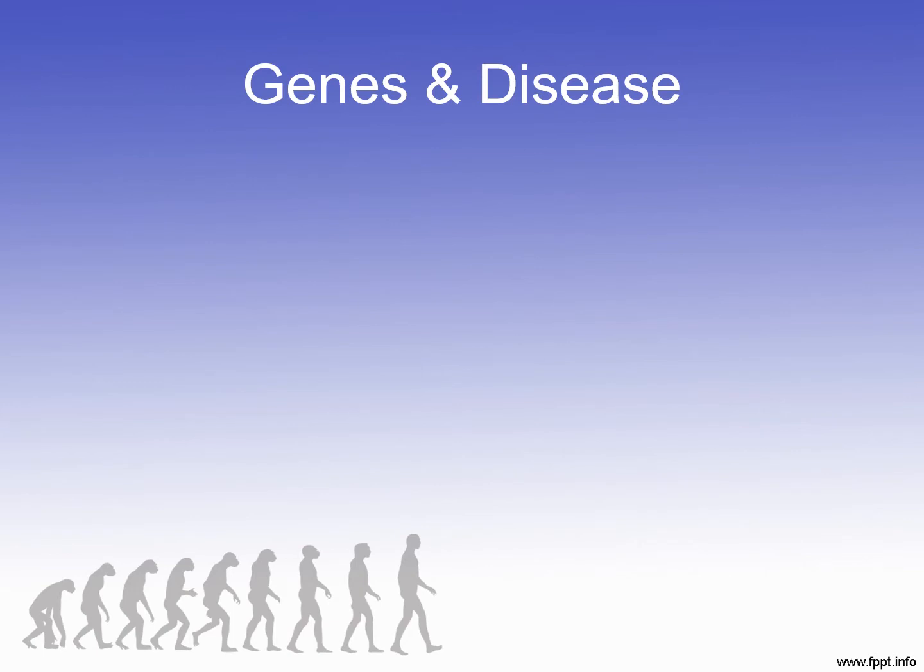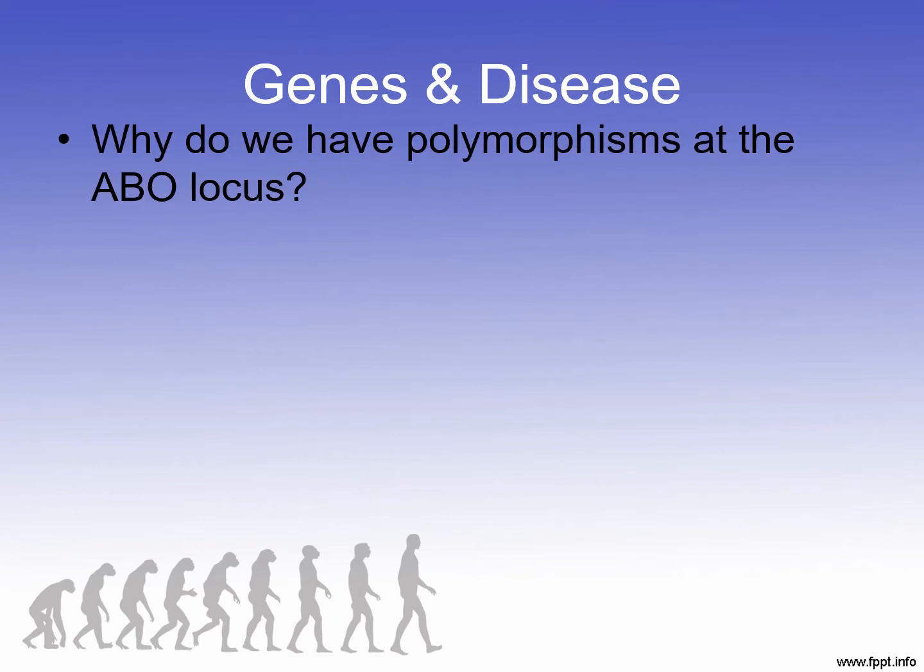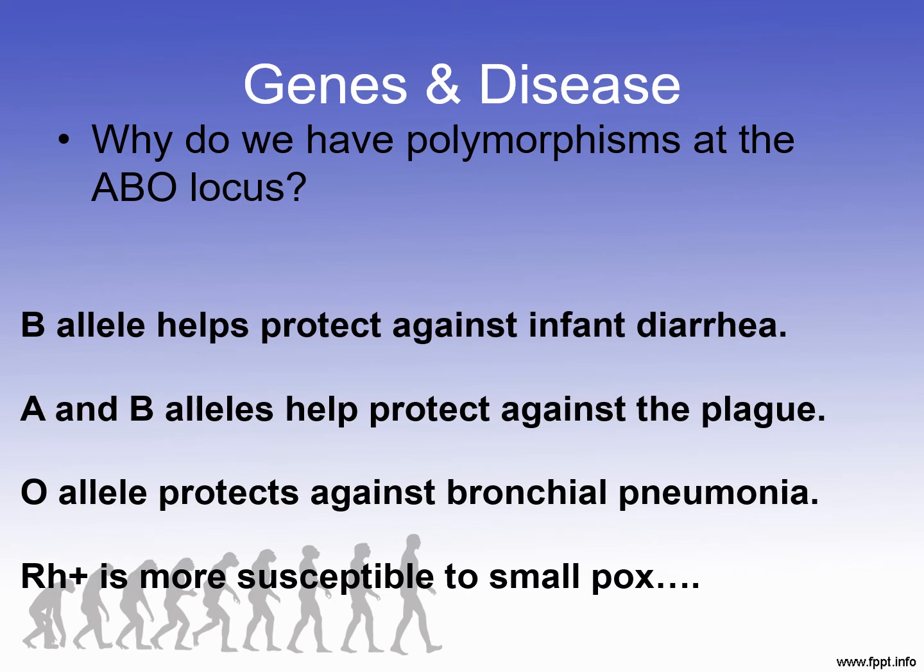So why do we have polymorphisms, and why do we have different blood groups? Well, these different blood groups have certain advantages, right? So why do we have these polymorphisms at that ABO locus? Well, the B allele actually helps protect against infant diarrhea. So if you're someone who was born with the B allele, you will have a slight protection against that disease, which in much of prehistory and even pre-industrial society was a huge killer of children. If you have both the A and B alleles, that helps protect against the plague. Many people who had type AB blood actually survived the plague when it ravaged medieval Europe.